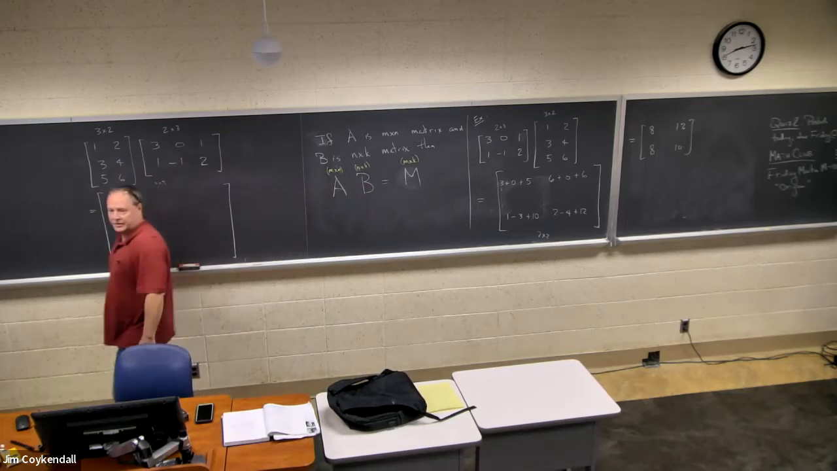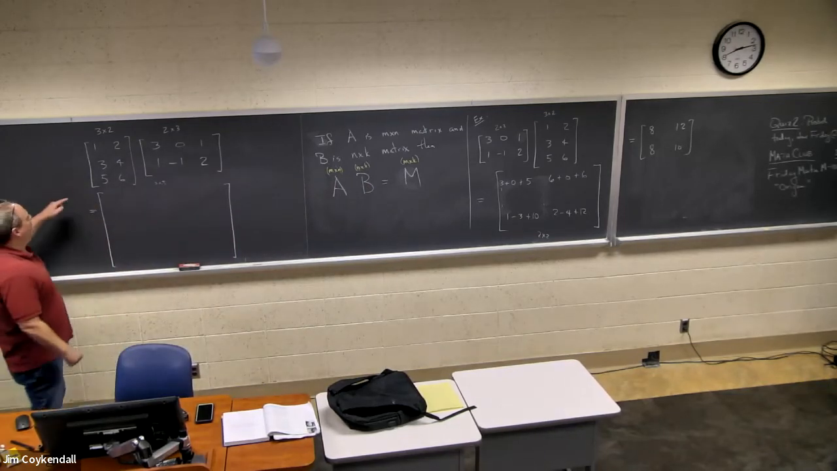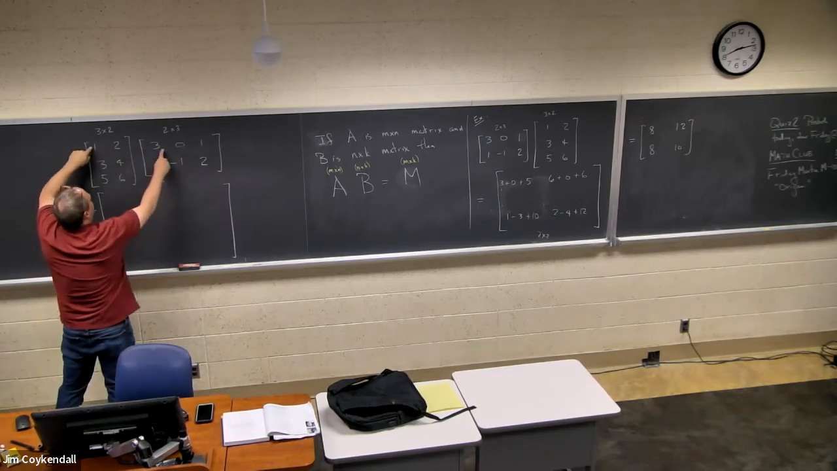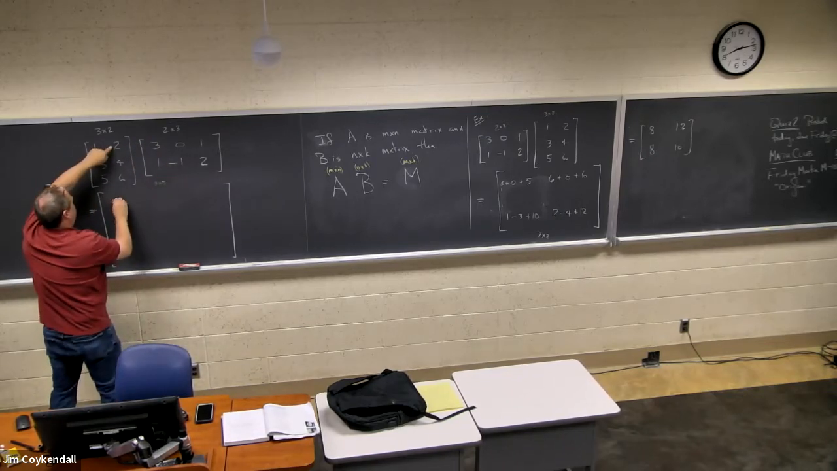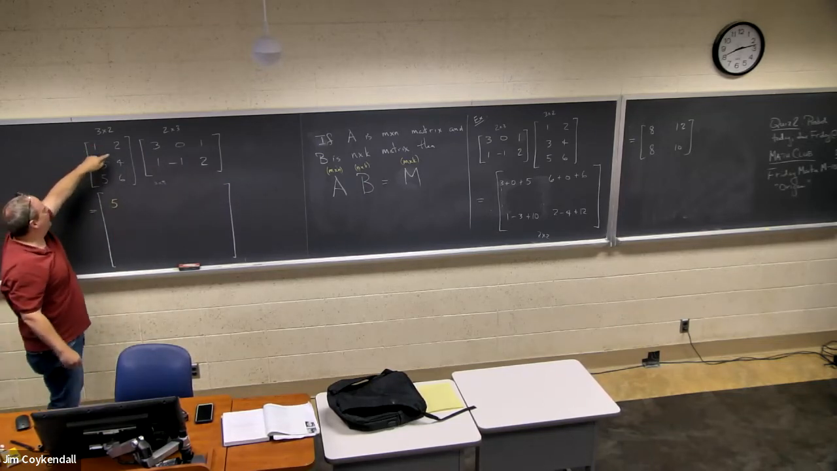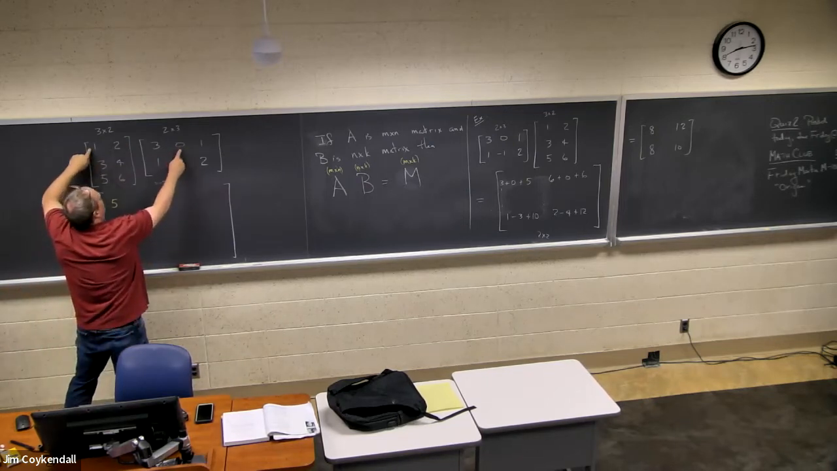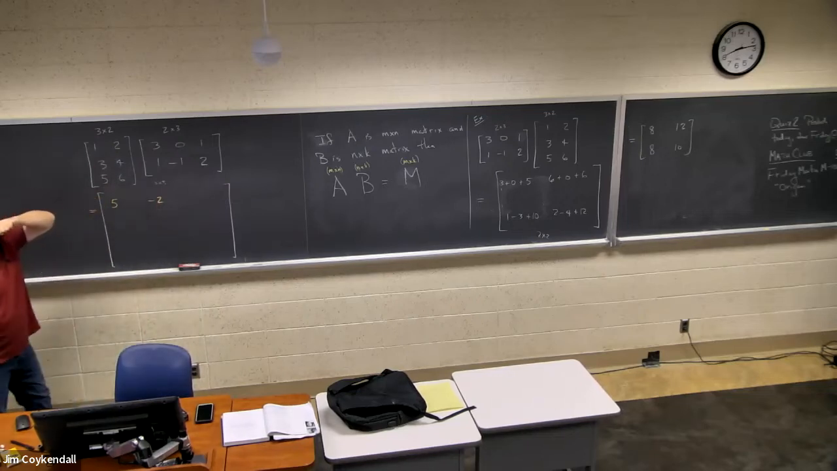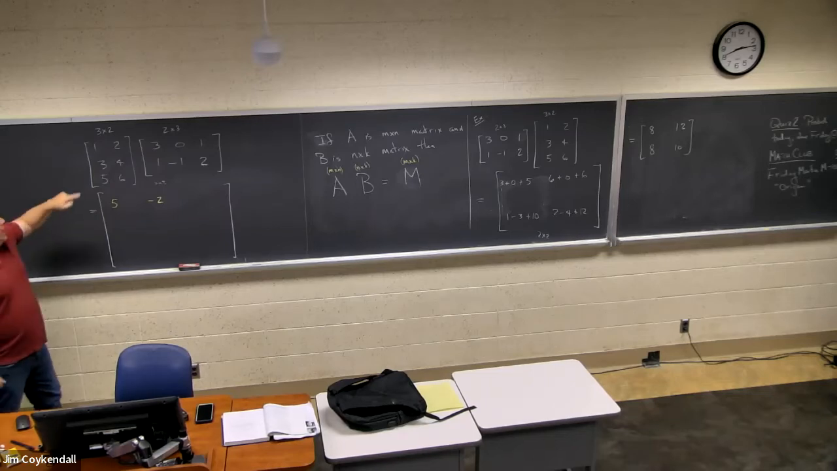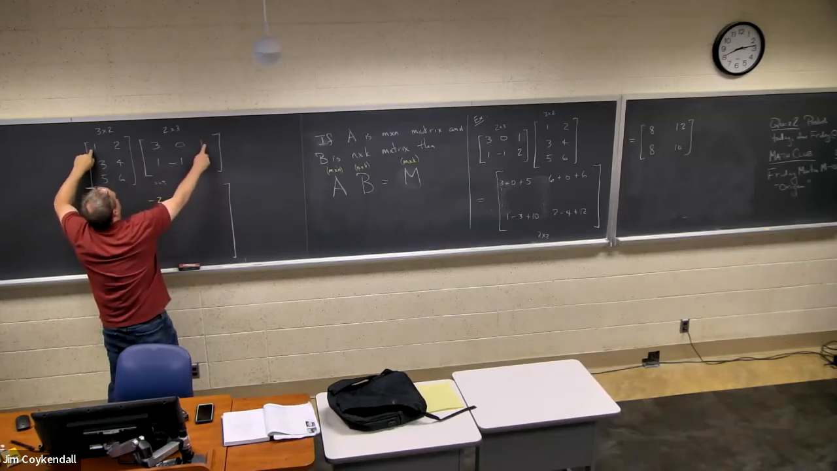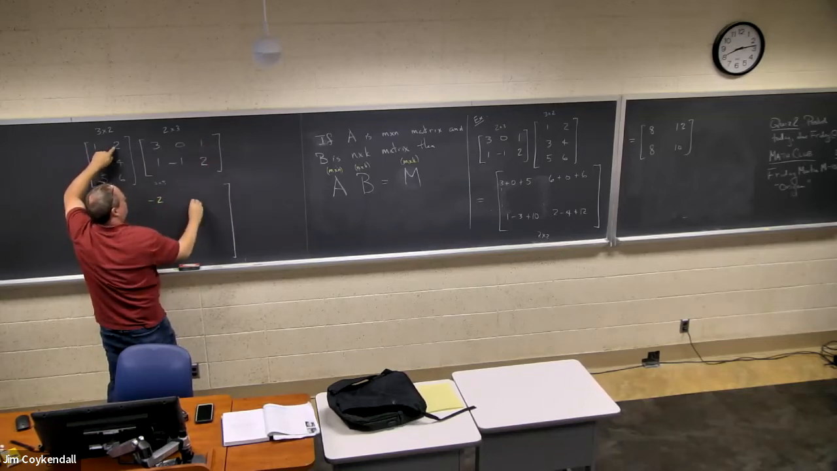Let's see how it works. Let's start with the first row and first column. This row times this column. So it's 3 and 2 is 5. Everybody okay with that? I want now the first row and the second column. So that's 1 times 0, 2 times -1, minus 2. Now I want the first row and third column. So that's 1 times 1, which is 1, 2 times 2, which is 4, so that gives me 5.